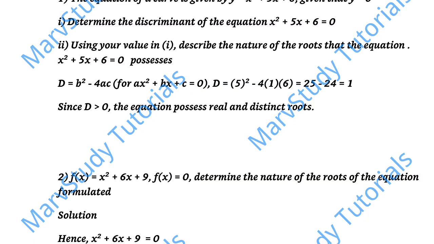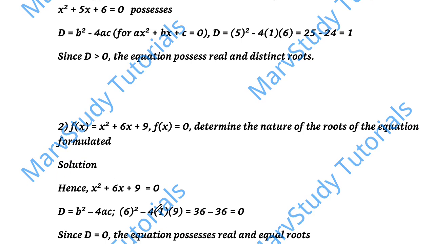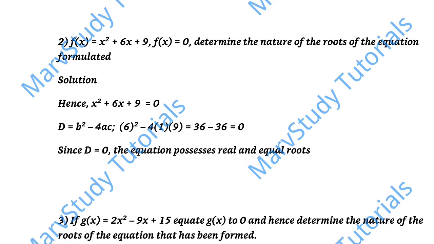Then if we compare with the general quadratic equation, the value of a is 1 because the coefficient of s squared is 1, the value of b is 6, and the value of c is 9. So substituting in b squared minus 4ac, we'll have 6 squared minus 4 times 1 times 9. 36 minus 36 is 0. So since the value of d is 0, according to the condition stated in this video, the equation possesses real and equal roots.